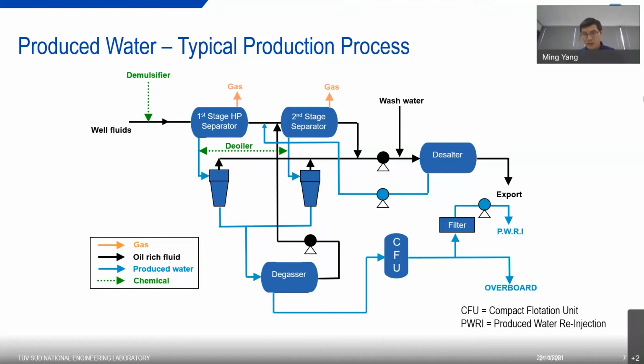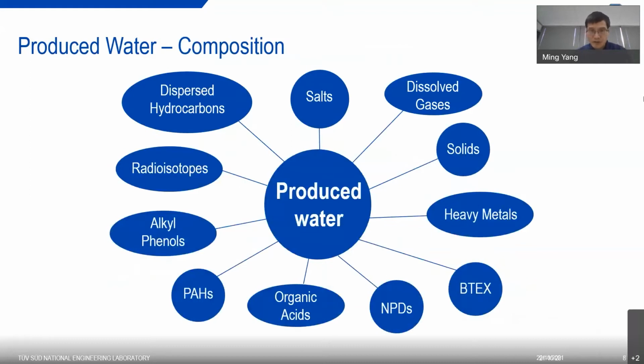We know produced water contains all sorts of things, certainly salt, and some of the produced water can contain total dissolved solids above 200 grams per liter, compared to seawater of 35 grams per liter. Dissolved gas, we're talking about CO2 and H2S. Solids, sand, and corrosion scale products like calcium carbonate and iron oxide. Heavy metals like cadmium and mercury, that sort of thing.